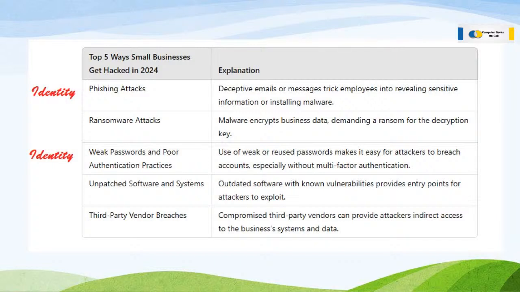So, if passwords are pulled from your computer somehow and then they get sold on the dark web to hackers, well, then they can just use those credentials to log into your account. So again, that's an identity attack vector. Then we have unpatched software and systems and third-party vendor breaches. So, companies that you work with that may get breached. So those are the top 5 ways.